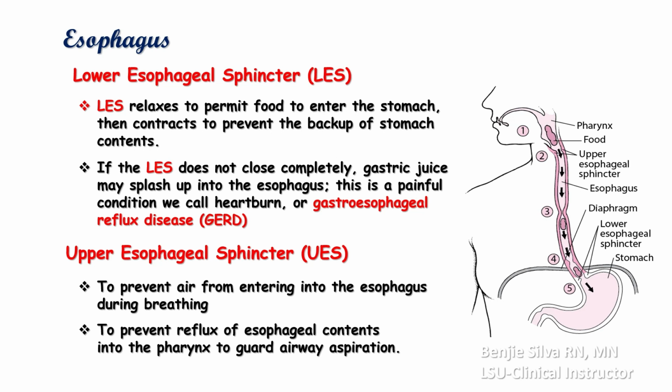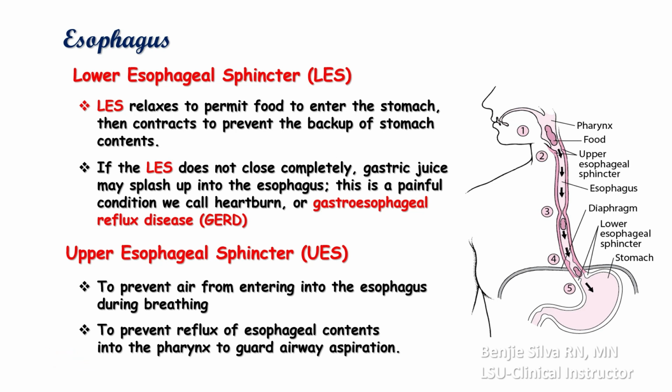At the junction with the stomach, the lumen of the esophagus is surrounded by the lower esophageal sphincter or cardiac sphincter, a circular smooth muscle. The LES relaxes to permit food to enter the stomach, then contracts to prevent the backup of the stomach contents. If the LES does not close completely, gastric juice may splash up into the esophagus. This is a painful condition we call heartburn, or gastroesophageal reflux disease.